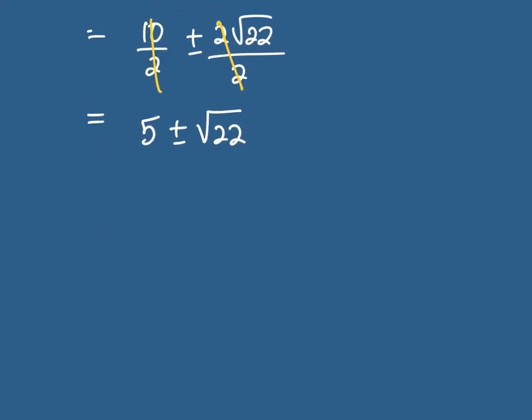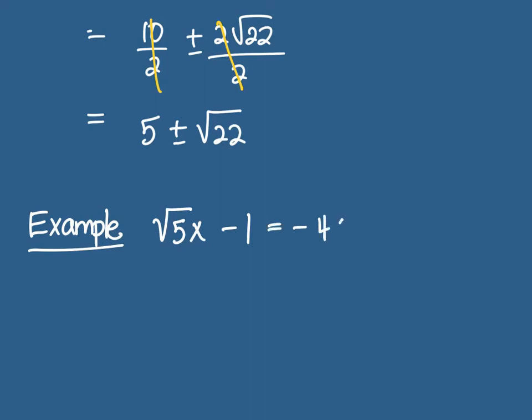Okay, last question. Square root 5 x minus 1 equals negative 4x squared. Well, first of all, it's not in the right order. So the easiest way for me to do that is to take care of the negative 4x squared. So I'm going to add 4x squared to both sides. So that's going to go in the front, 4x squared, plus square root 5x minus 1, and now it's in the right order.